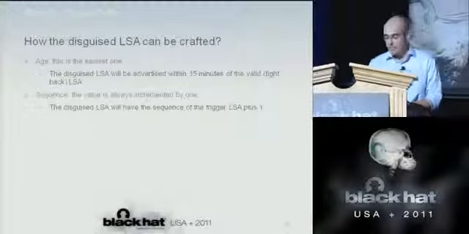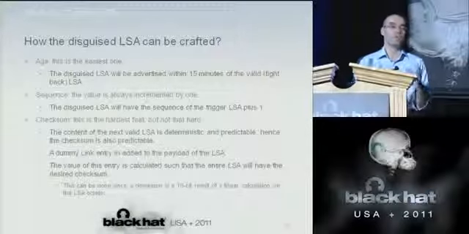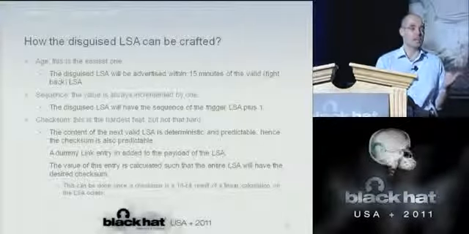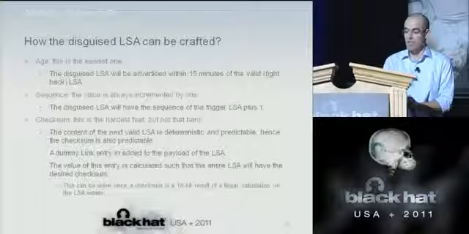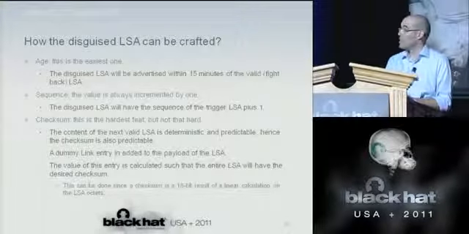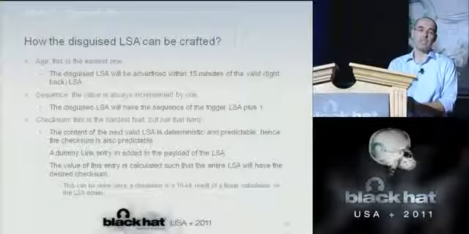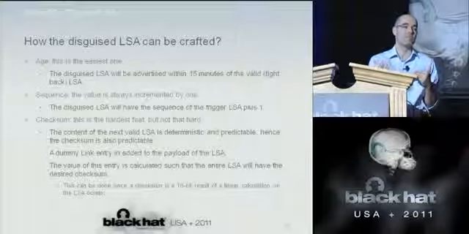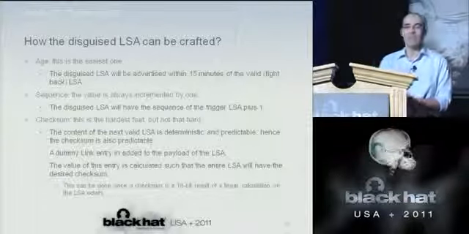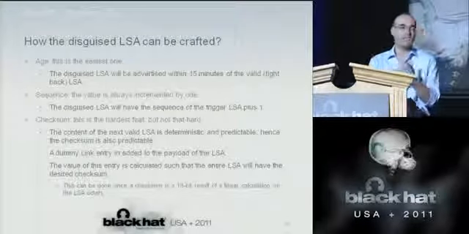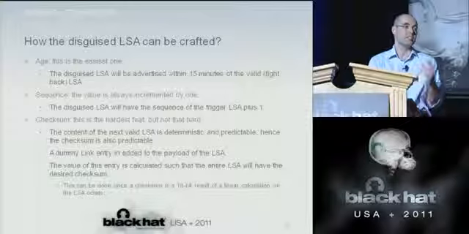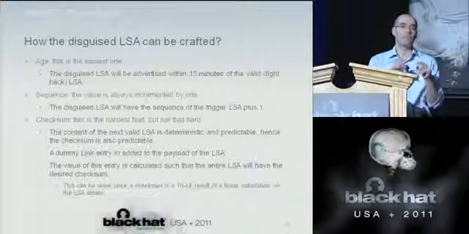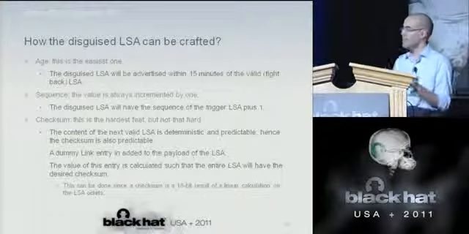Again, very easy. The hardest feat here is to make sure that our disguised LSA computes to the same checksum as the future fightback LSA. But this is not that hard, because first you have to realize that the content of the fightback LSA is predictable and deterministic. Since all the links of the victim usually remain the same and are not changed very rapidly, and the header of the LSA is also very predictable, the checksum of the fightback LSA is also very predictable. So we know how to compute the target checksum value. This is the first stage.